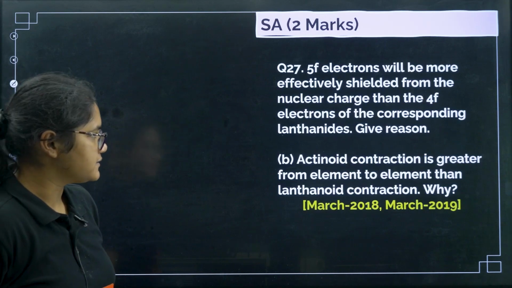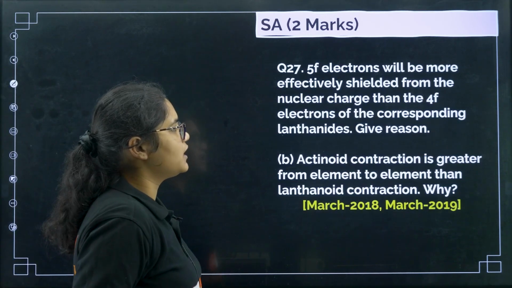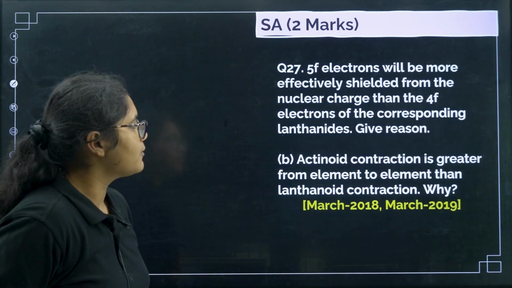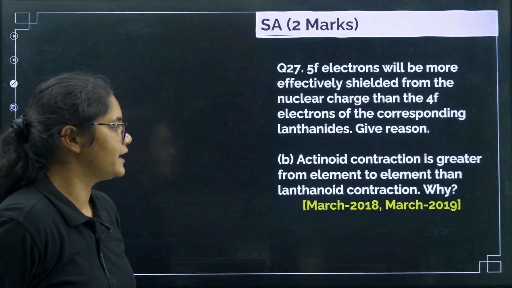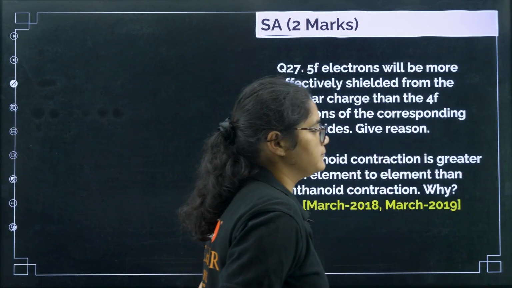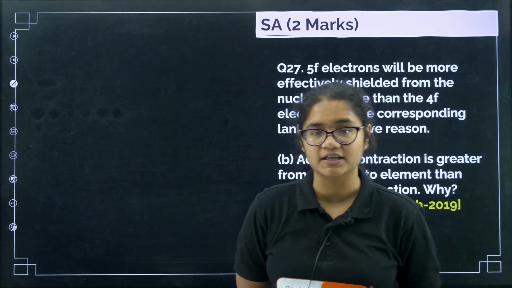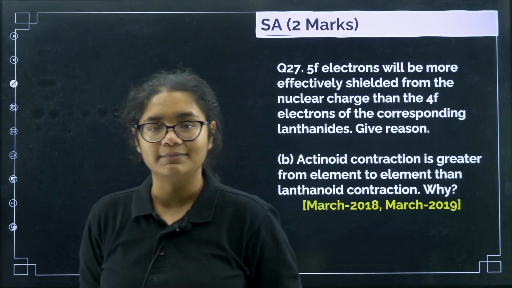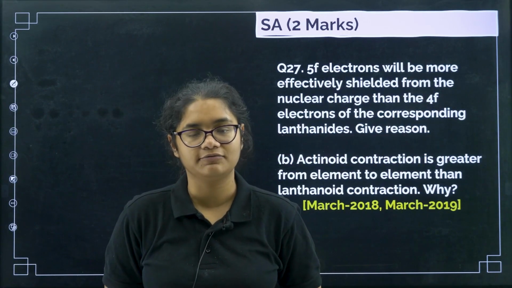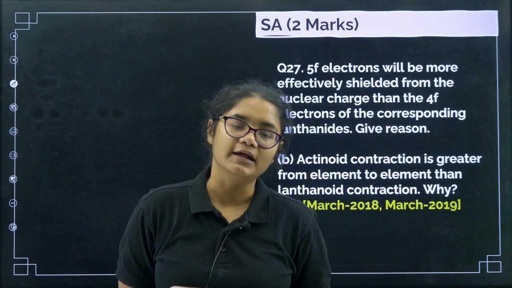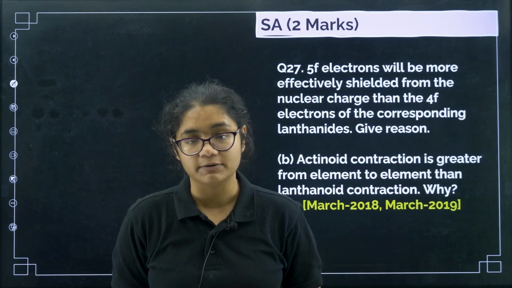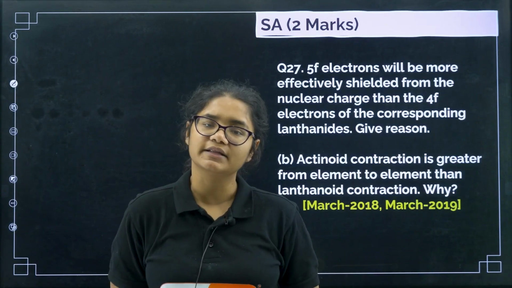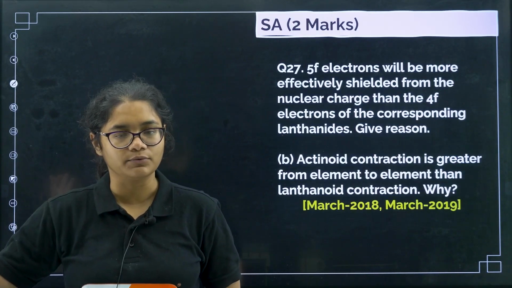Next question number 27: 5f electrons will be more effectively shielded from the nuclear charge than the 4f electrons of the corresponding lanthanides. Give reason. Okay, suppose we have electrons in the 4f orbital and electrons in the 5f orbital. So the 5f electrons will be more shielded, right, because they are outer, they are far away from the nucleus.